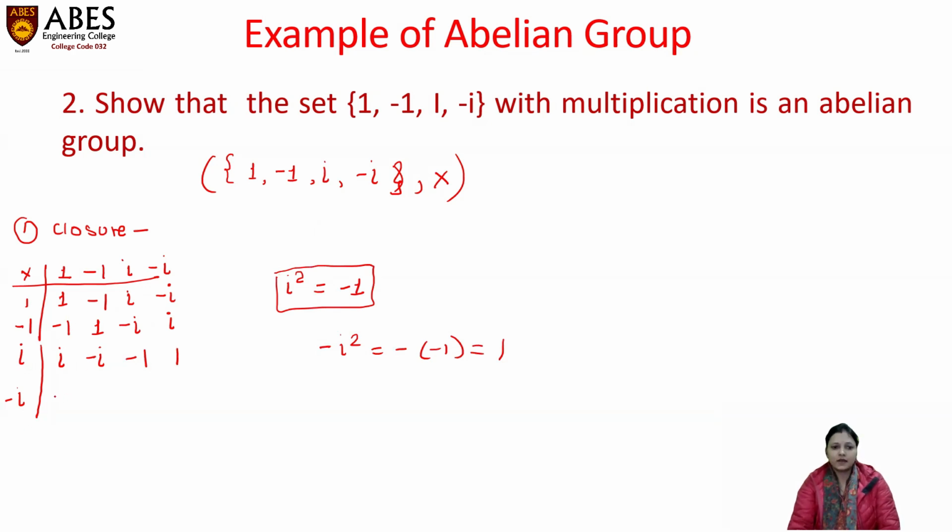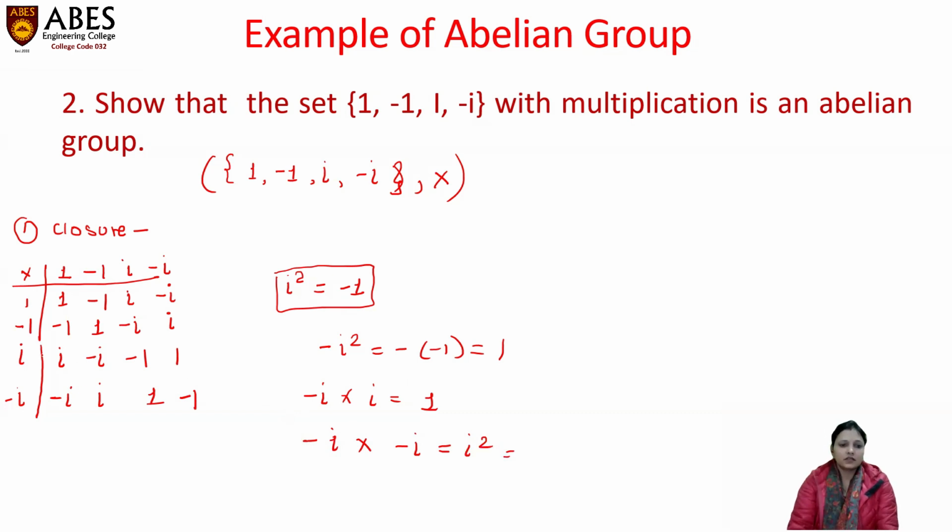-I into 1 is -I. -I into -1 is I. -I into I is -I square, so it will again be 1. -I into -I: minus into minus becomes plus, and it will be I square. So it will be -1.